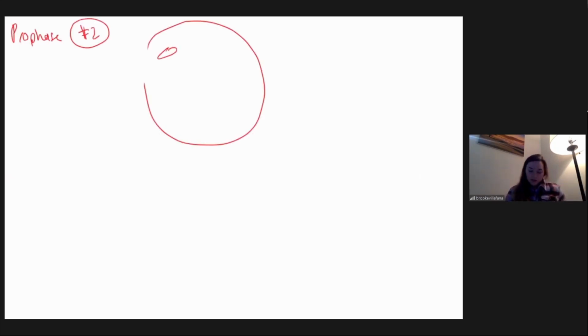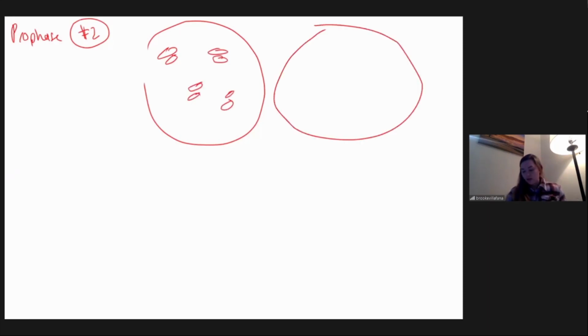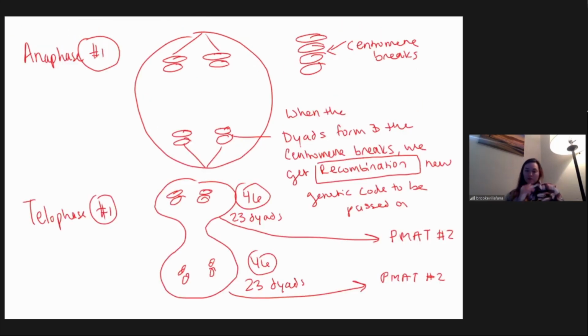Okay, so for prophase number 2, we're going to have those dyads basically all over the cell at random. And remember, we have this happening twice, right? Because we have 2 products from the previous telophase.